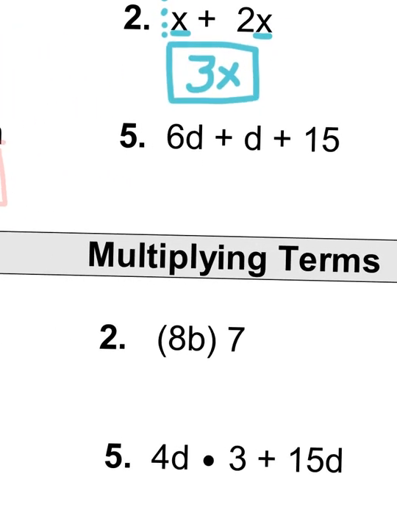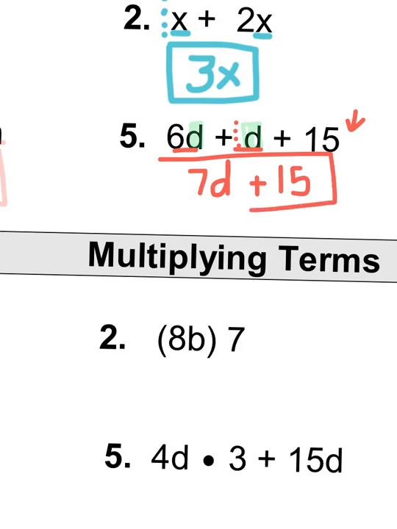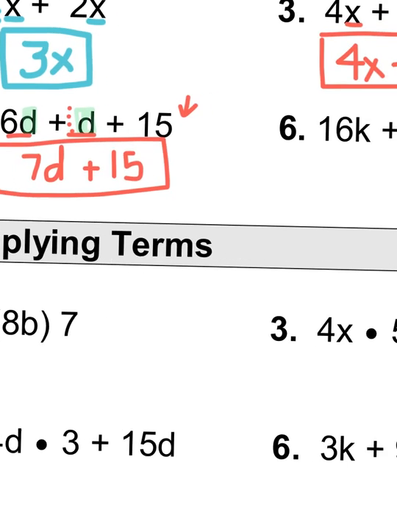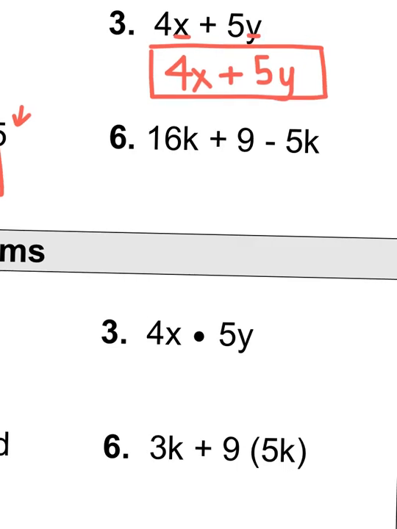On number 5, we're looking for like terms that we can combine. I see a D here and a D here. In front of that D, there is an understood 1. It's like it's invisible. It's just understood to be there. So when we're combining these two terms, don't forget that that's a 1. We add the coefficients. 6 plus 1 is 7. So 7D plus 15. The 15 is not a like term. It does not have the same variable. So this is in simplest form. We're done.